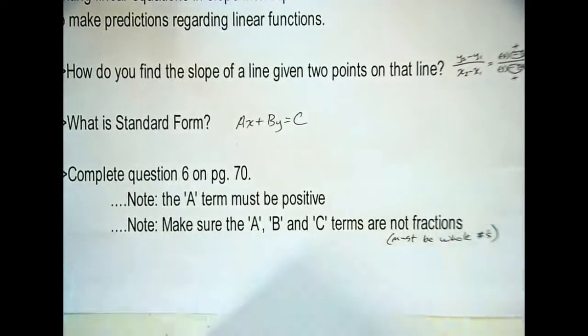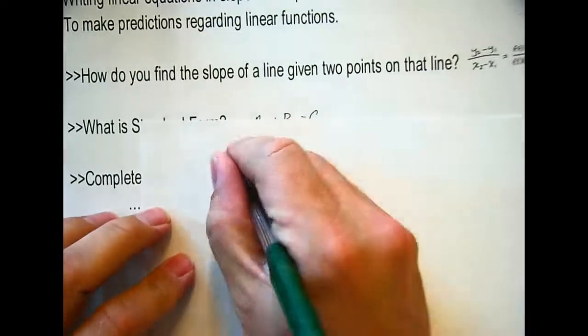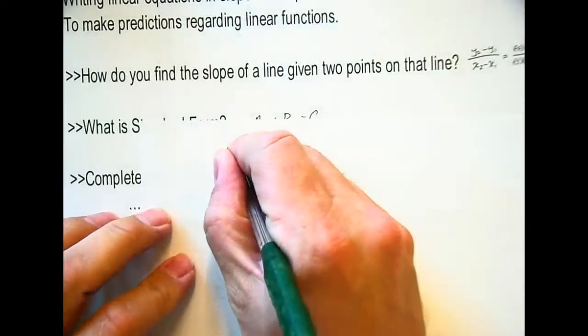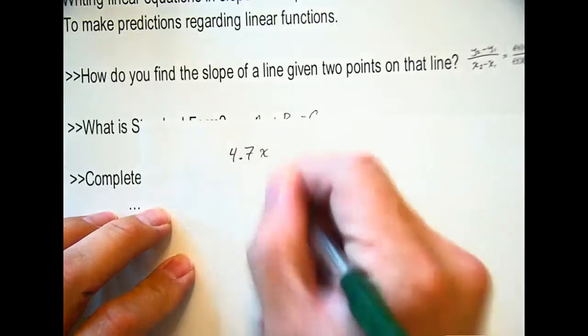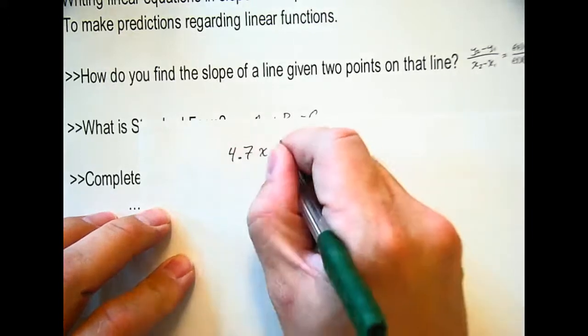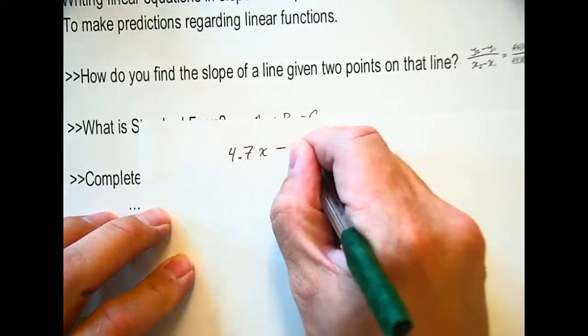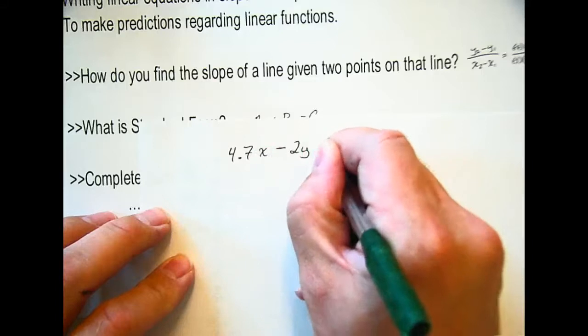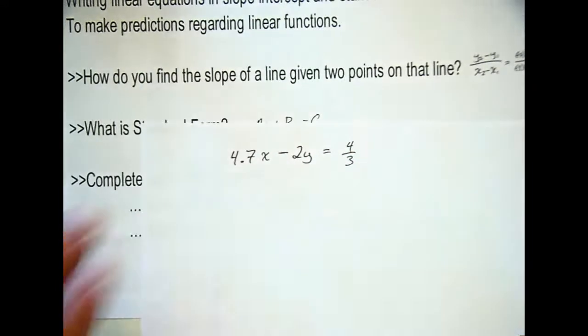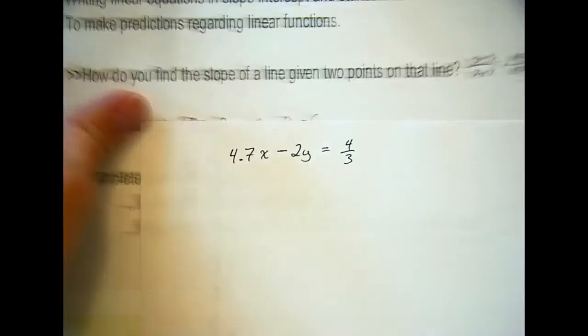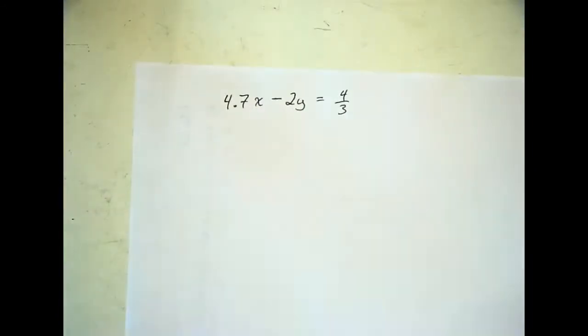Let me give you a quick one to work on. Let's say, for instance, I had 4.7x minus 2y equals 4/3. I want you to write that in standard form. Ready, go. Okay. Time's up on it.